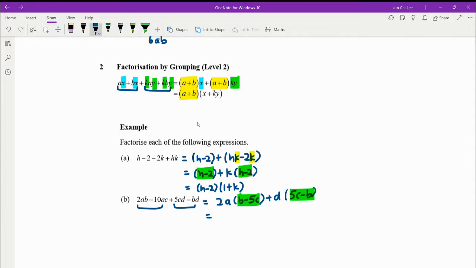So I'm going to write the second term as b minus 5c. At the same time, that changes the sign to a minus sign. In other words, I take out a negative sign. And with this as a common factor, this is now b minus 5c, and we will be left with 2a minus d after the factorization. And that's the end of this factorization.